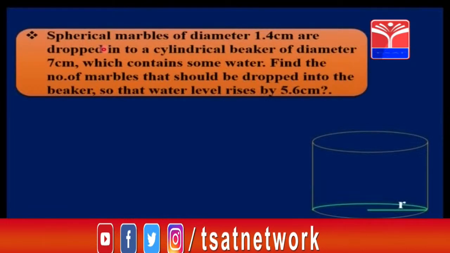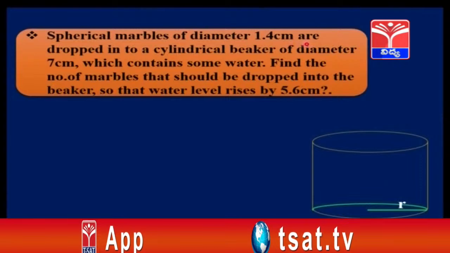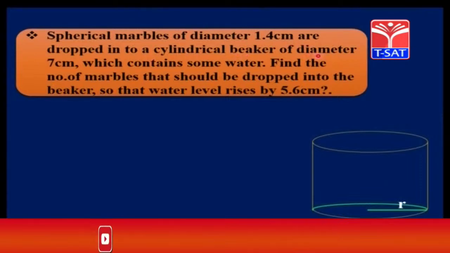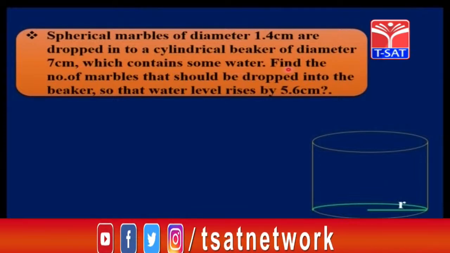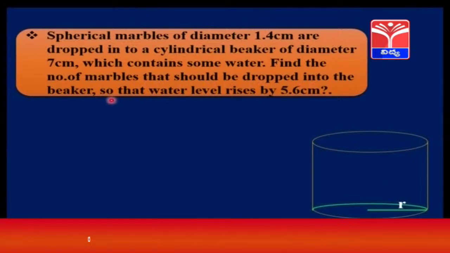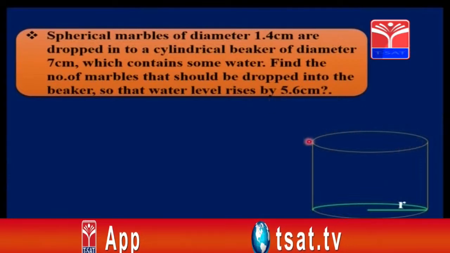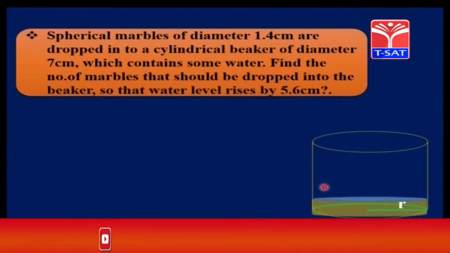Children, read the question carefully and try to collect the clues. Spherical marbles of diameter 1.4 centimeter are dropped into a cylindrical beaker of diameter 7 centimeter which contains some water. Find the number of marbles that should be dropped into the beaker so that the water level rises by 5.6 centimeter. So children, this is a beaker and it contains some water.